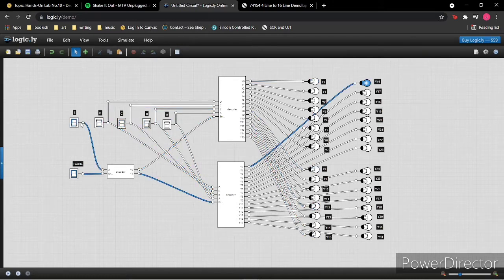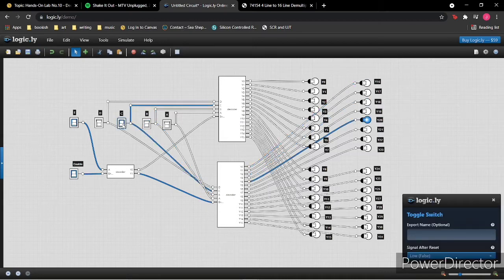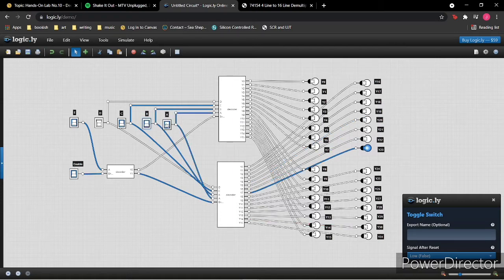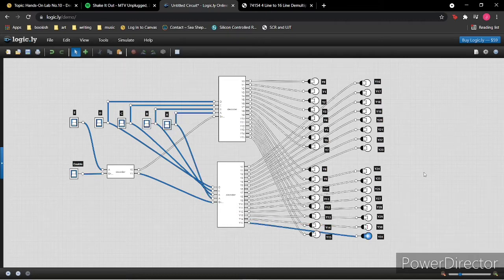Next is Y16, 17, 18, 19, 20, 21, 22, 23, and 24, 25, 26, 27, and 28, 29, 30. The same happens with Y14. And let's assume Y30 is high and Y31.